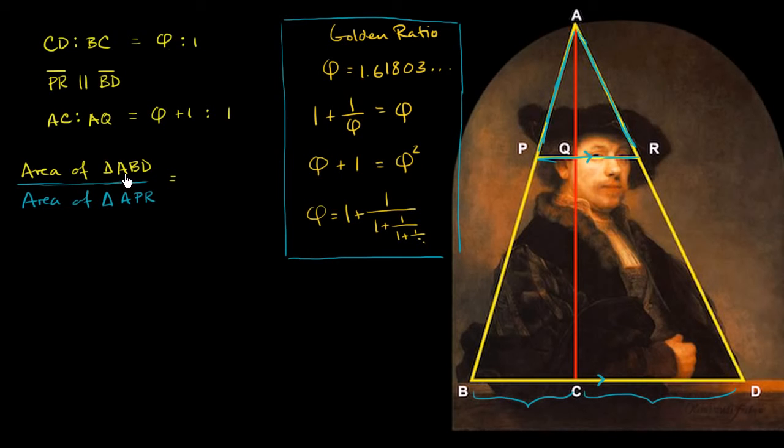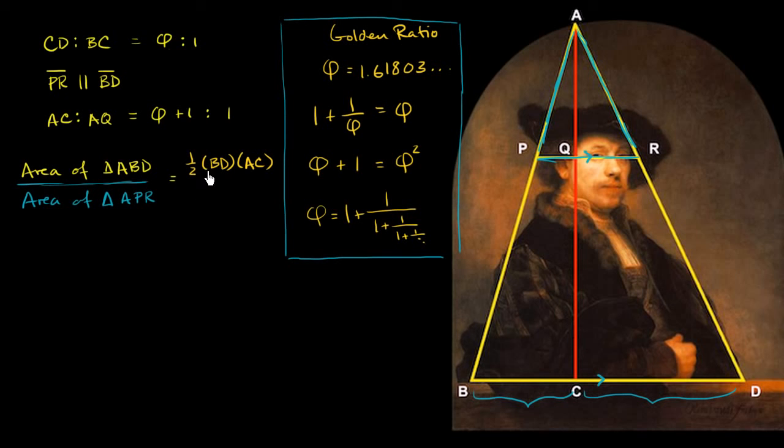What is the area of a triangle? Well, the area of any triangle is 1/2 times base times height. So the area of triangle ABD we could write as 1/2 times our base. Our base is the length of segment BD. So 1/2 times BD. And what's our height? Well, that's the length of segment AC. Let me do it in the same color, times the length of segment AC.